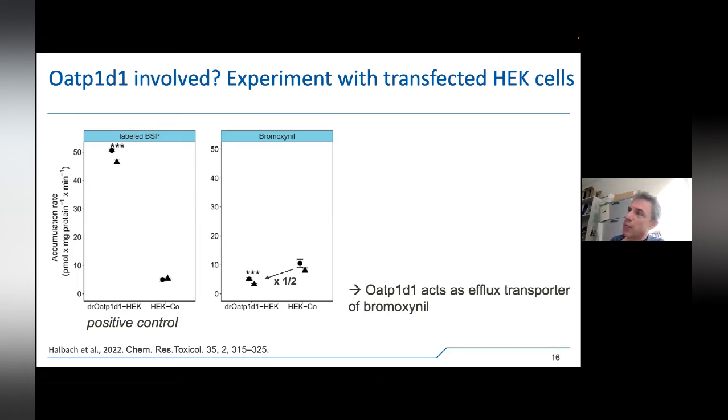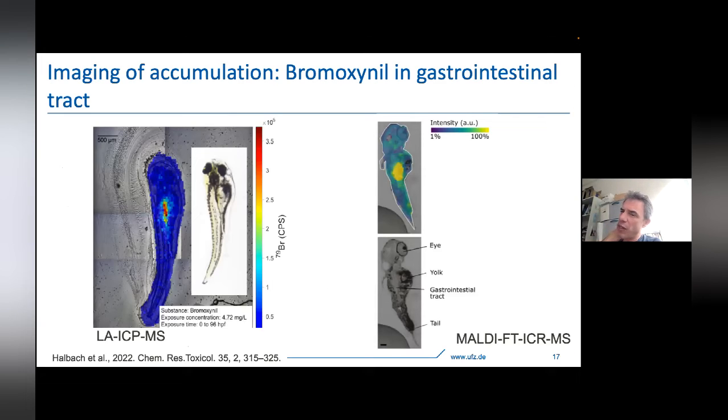But when the cells were exposed to bromoxynil, it was quite an interesting result, because there was less accumulation of bromoxynil in these cells than in the control cells. That is an indication that this transporter, which is supposed to be an uptake transporter, also has an efflux function. When we got this picture, we thought, okay, it makes sense. It's an uptake transporter, so probably it accumulates.